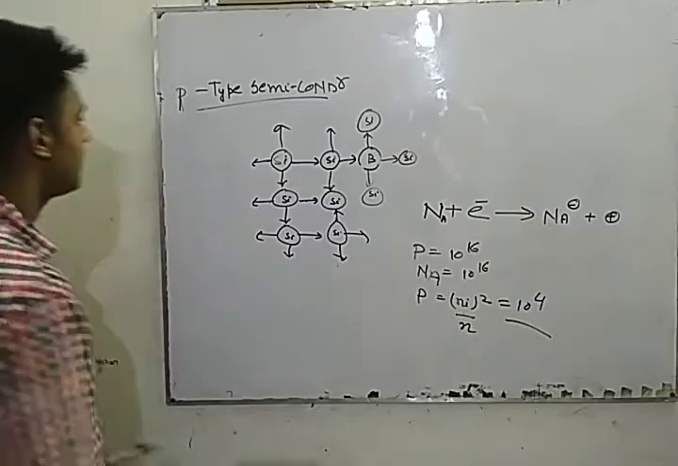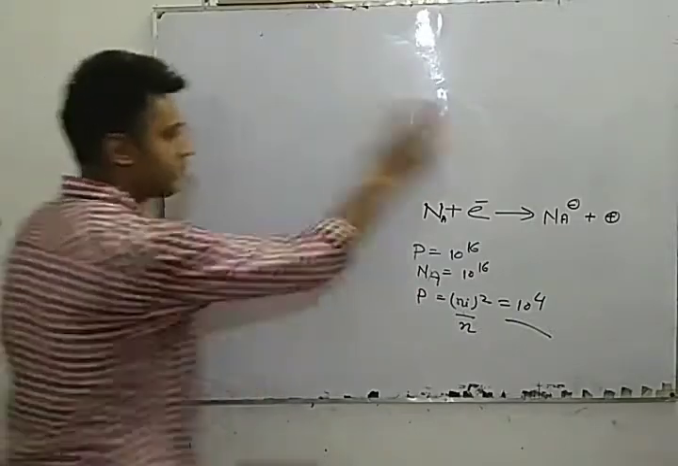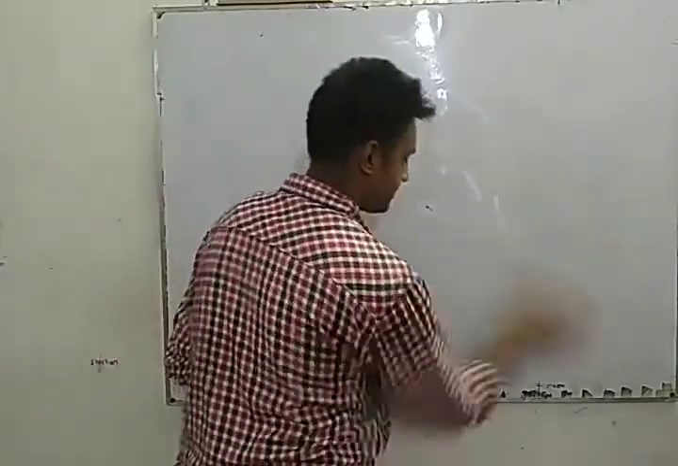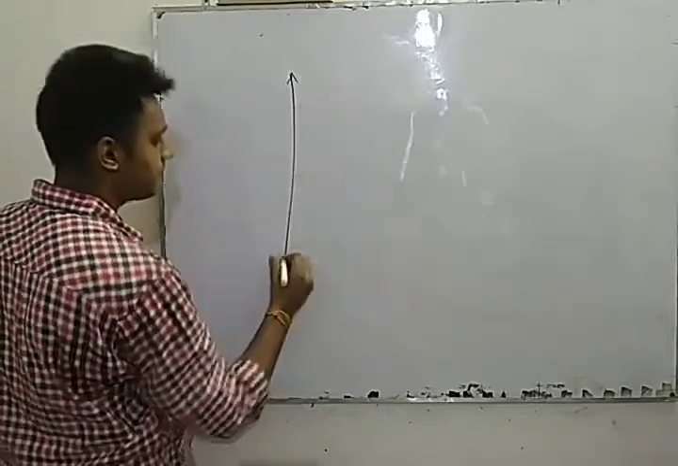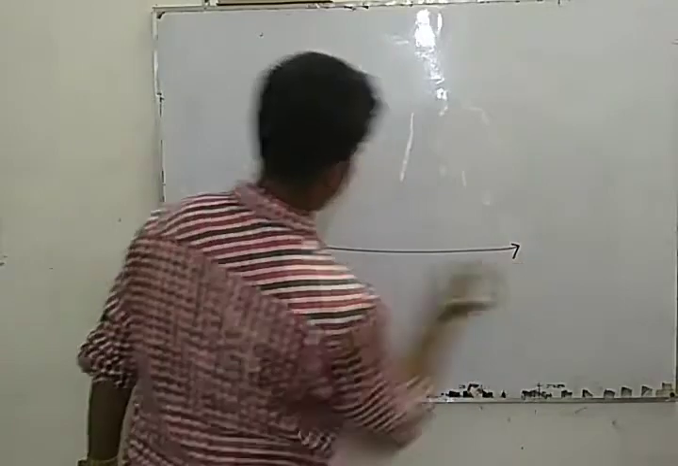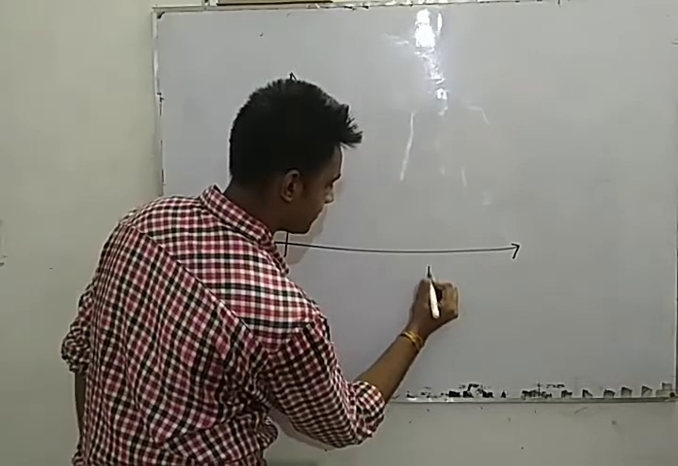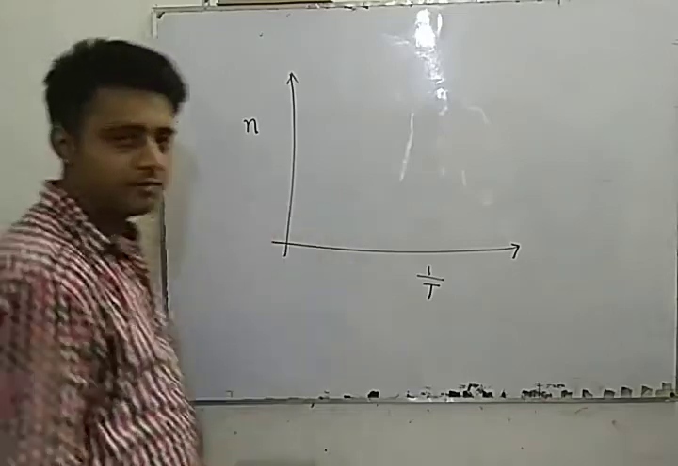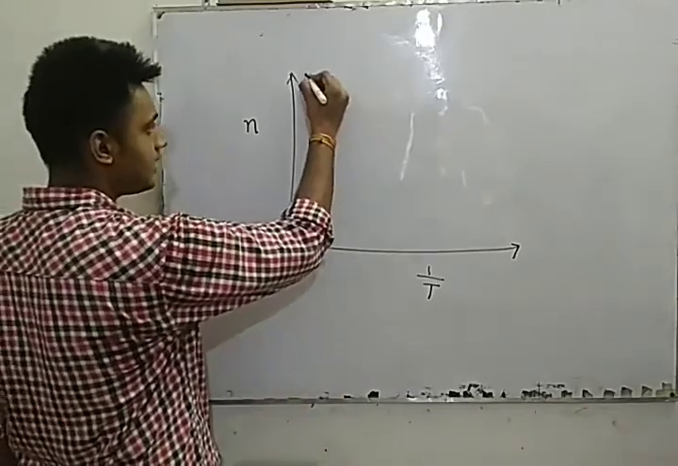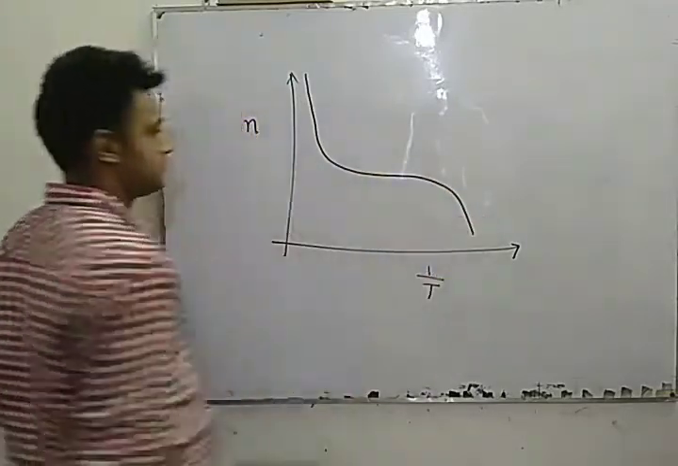Now we will study another important thing, that is the effect of temperature on the semiconductor. Here you will see a graph of N versus 1 upon T. And this graph is simply like this.